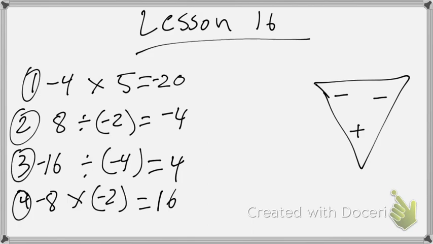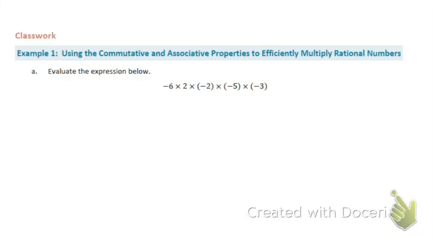Now we're going to look at lesson 16. The first problem below says evaluate the expression below. Let's see. So here, what you could do is just do one at a time. Here you do negative 6 times 2. Remember, positive times negative is a negative. Negative 12. Then actually pause the video and try to see if you can finish this up on your own.